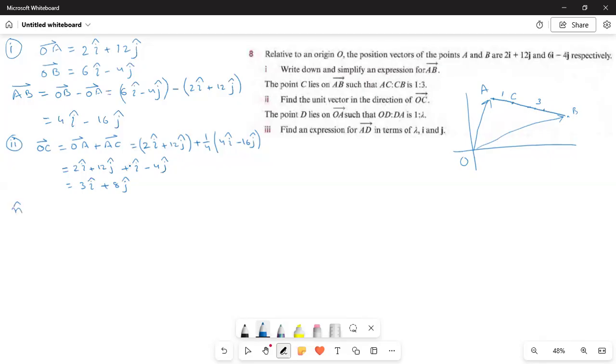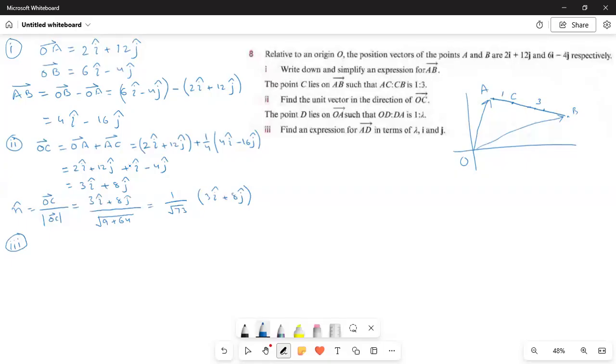The unit vector is going to be the OC vector divided by the magnitude of the OC vector, that is 3i plus 8j divided by the magnitude, which is the square root of 9 plus 64. So it is going to be 1 over root 73 times 3i plus 8j. This is part 2. And now let's do part 3.